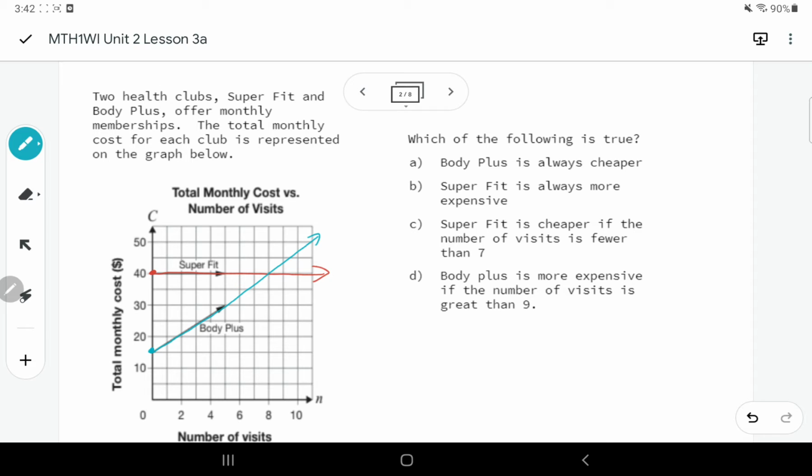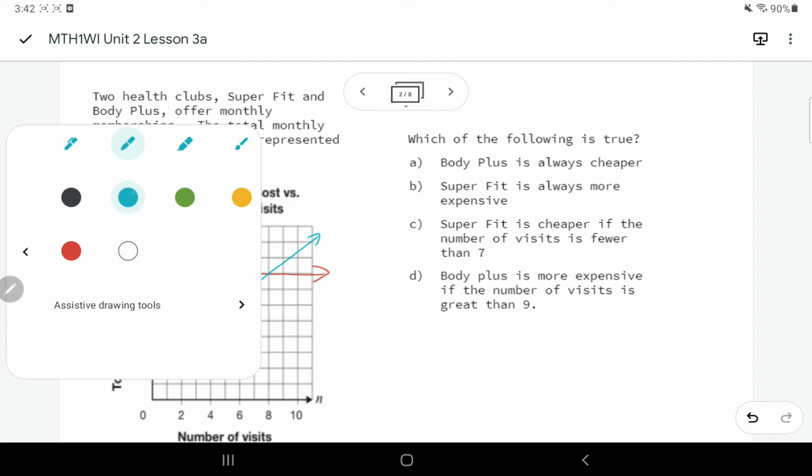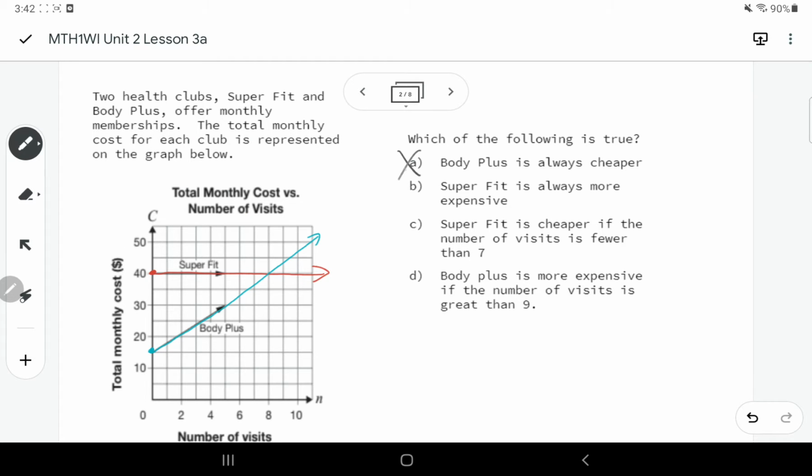So let's see what would be true here. First one, is Body Plus always cheaper? It is with what they had graphed, but look what happens when I extend it out there. If you go to the gym a lot, then you're going to end up paying more. So that's not going to be true. Superfit is always more expensive. Well, that's kind of the same thing, isn't it? Superfit ends up being a better deal if you go to the gym a lot.